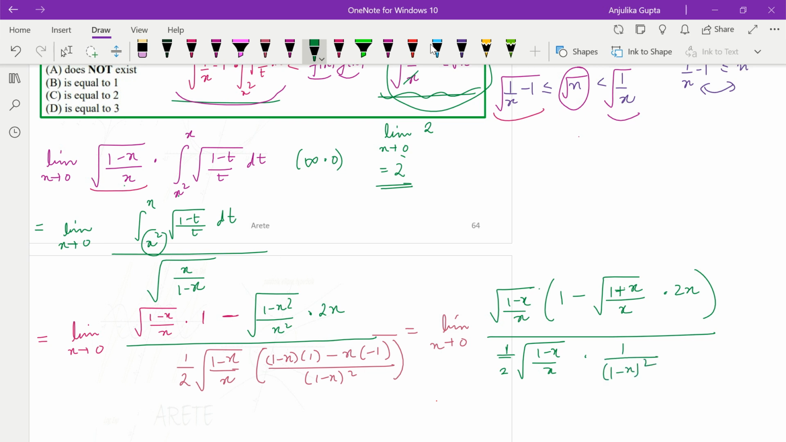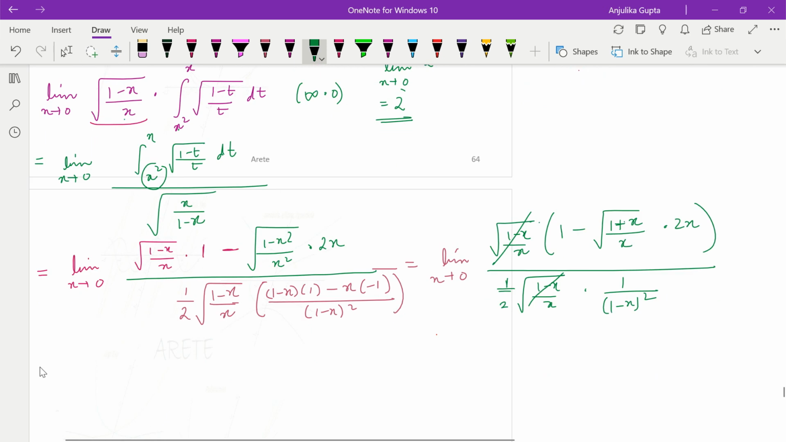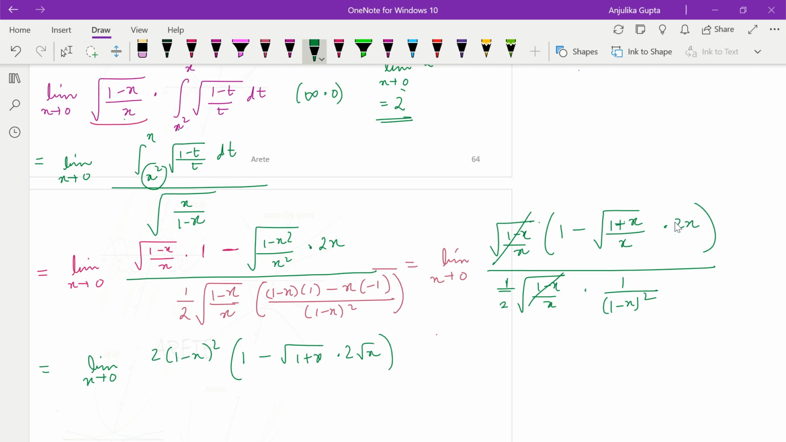Now you see what? Clearly these guys get cancelled. Now bring everything on the top. So you get the limit as x goes to 0 of 1 minus x square on the top. And let's simplify. What is this? 1 minus under root 1 plus x, into 2 root x. This gets cancelled, this and this root x. Now put the limit. x is 0, of course 0 from the positive side. So if you put 0, what do you get? This is 0, this is 2, this is 1, and you get a 2 basically.